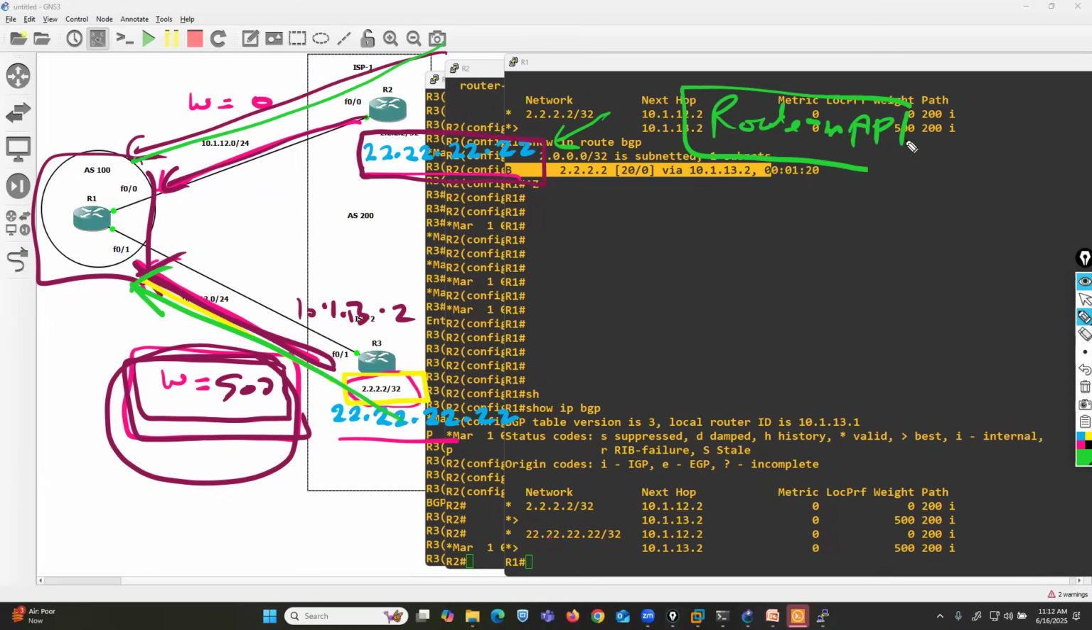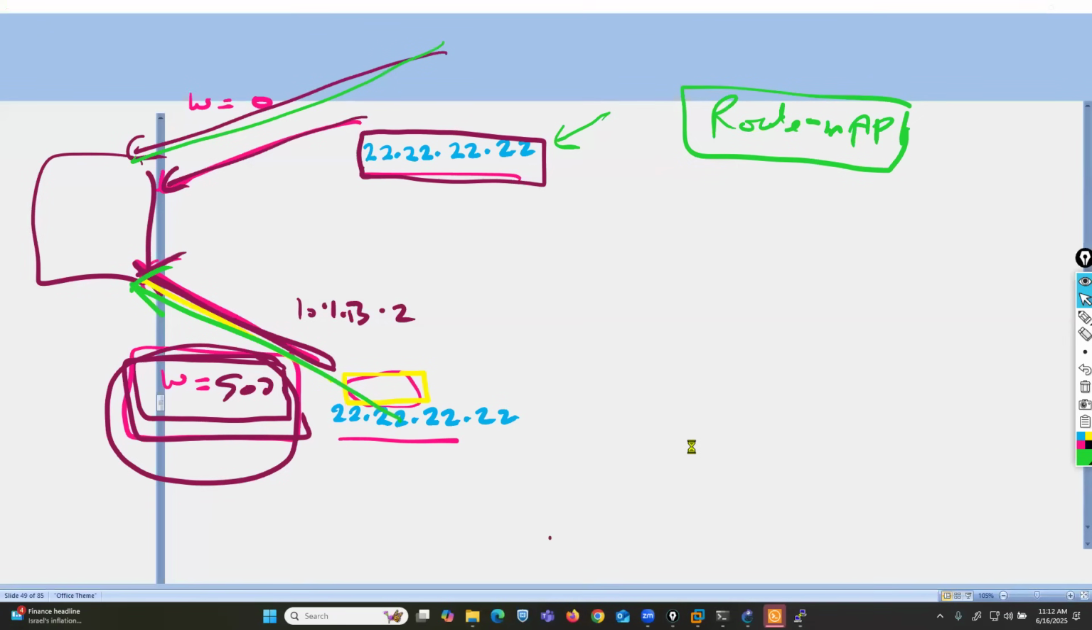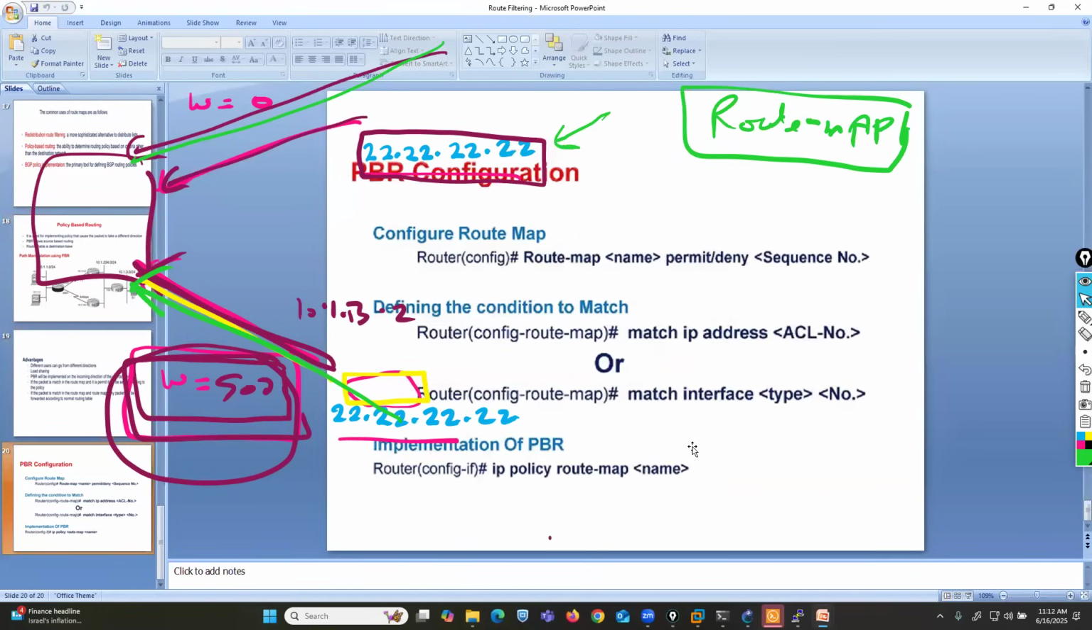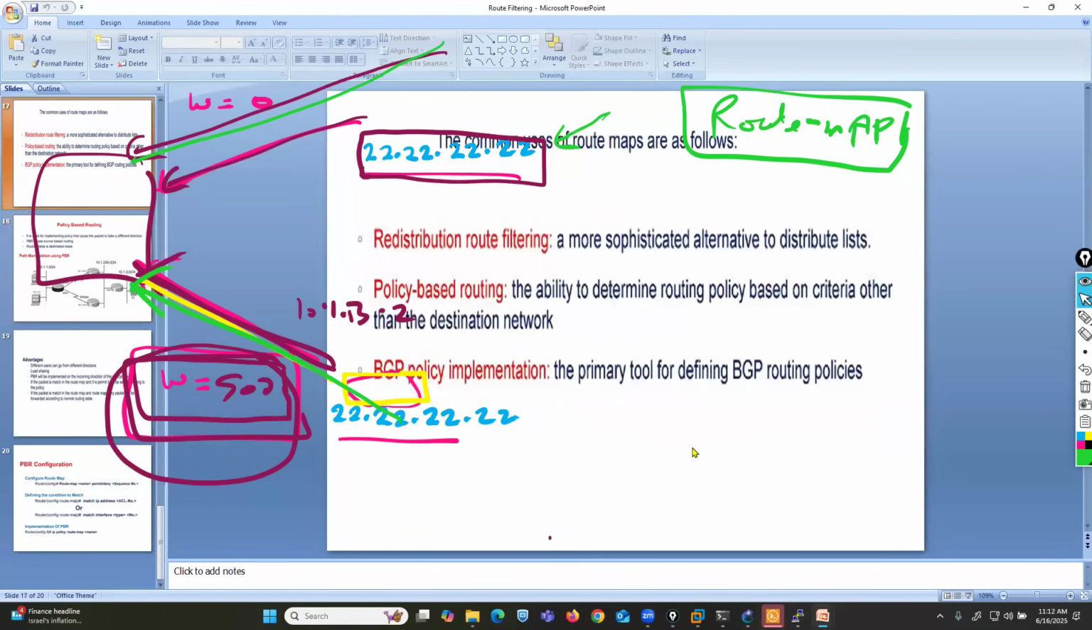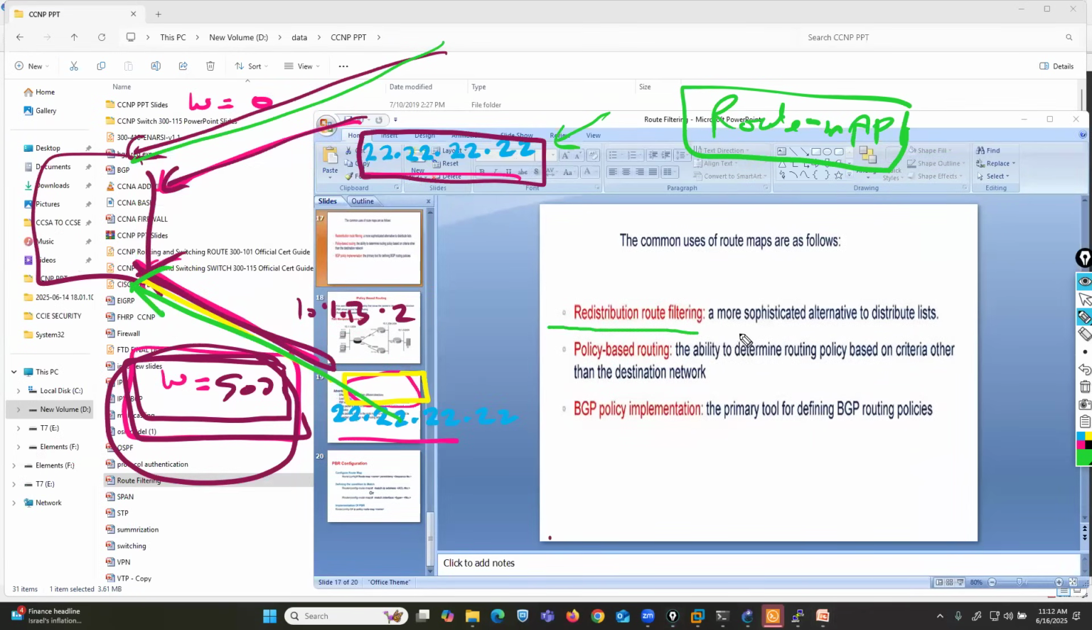remember the route map concept, the route filtering topic. Remember route map? We discussed our route map configuration. Route map we can use in redistributed route filtering. We can use it in policy-based routing. Remember match and then set next hop, the match and set commands? So the route map concept you can use in redistributed route filtering.